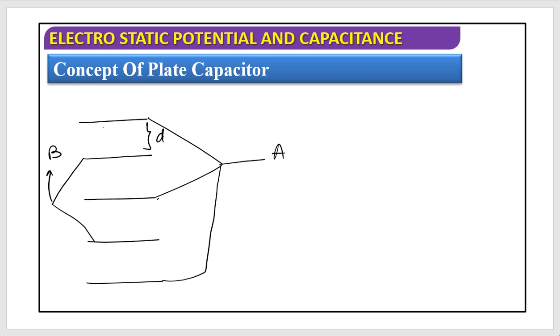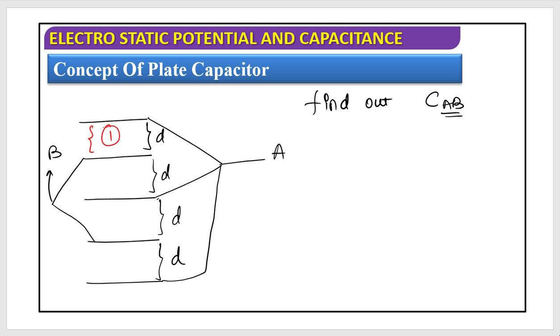I can see that every plate has a separation of d, and they just ask to find out C_AB. So what I need to do is make a capacitor between these plates. Now I know that two plates can make one capacitor. So I can form one capacitor from this.